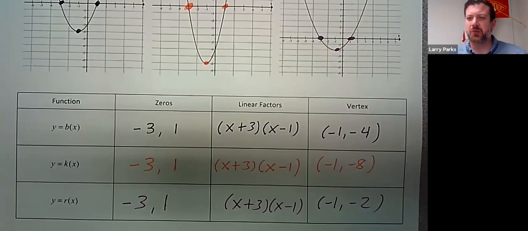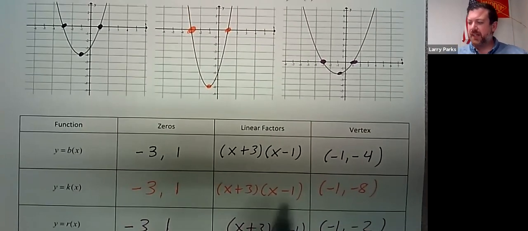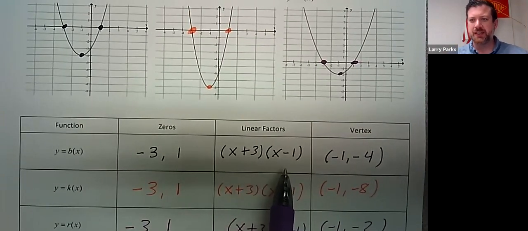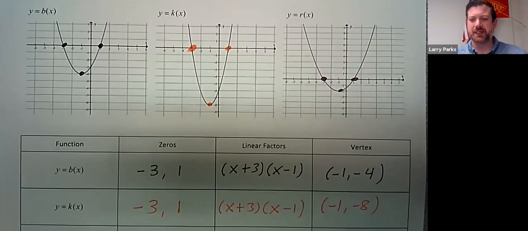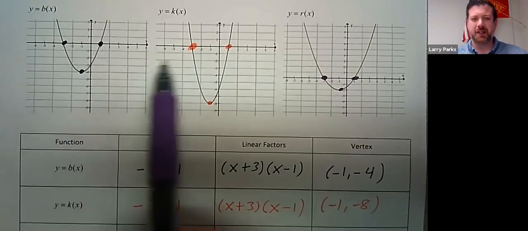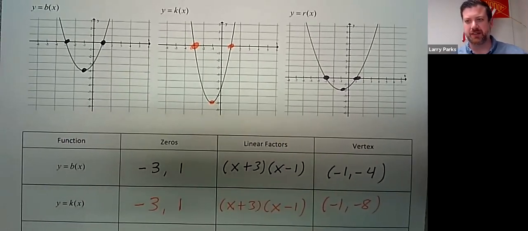So if someone said, what is the equation? And you put x plus 3, x minus 1, well, you're going to be wrong because you can see they all have the same linear factors, but they all look different. So how do you find the a value? And that is today's lesson, finally.